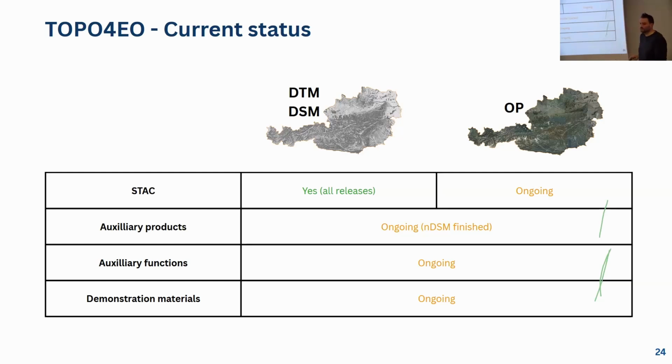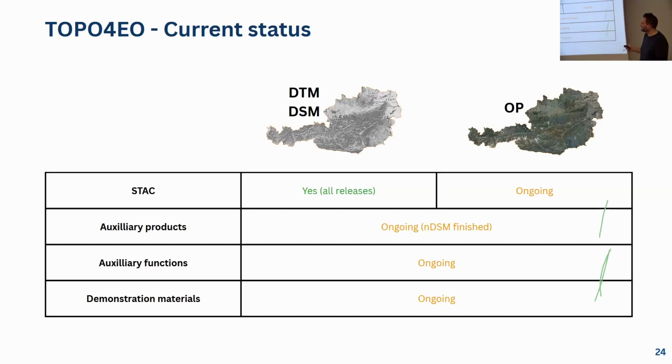For the orthophoto, it's still ongoing, because going from 1 meter to 20 centimeters and processing it for the whole of Austria introduced more problems than we initially expected, so it takes a little bit longer than I assumed.